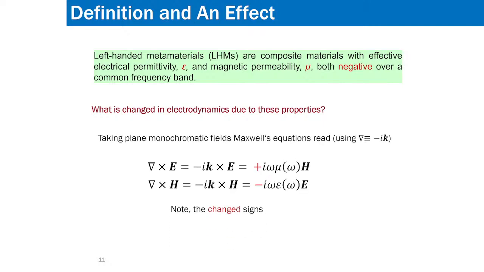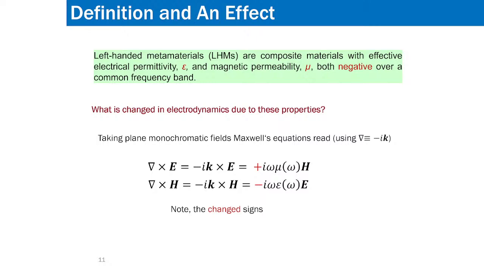So now what we will do is we will consider a plane monochromatic electromagnetic wave. Since we are going to consider a plane monochromatic electromagnetic wave, then in Maxwell's equations there will be one condition that we can always apply: the del operator can be replaced by minus j k.